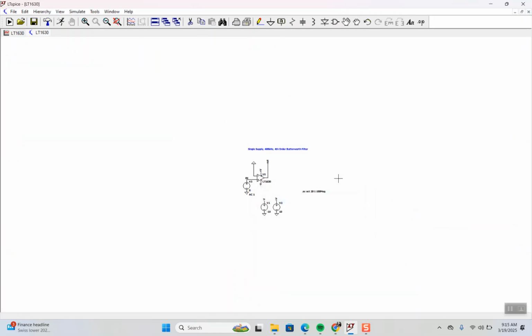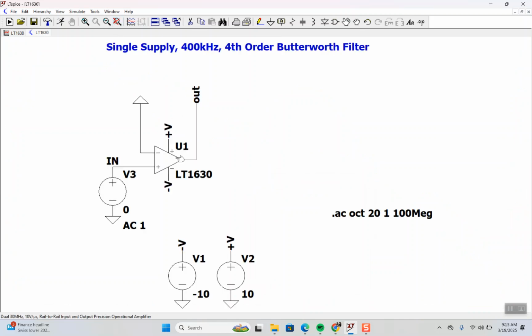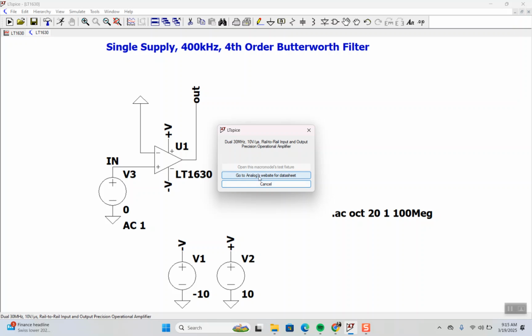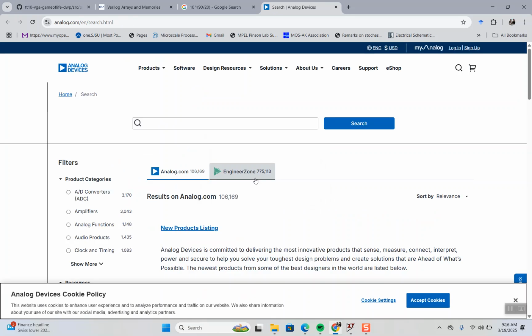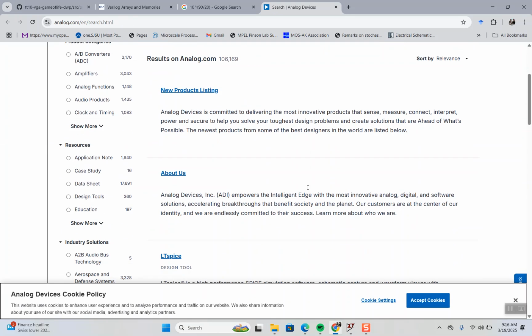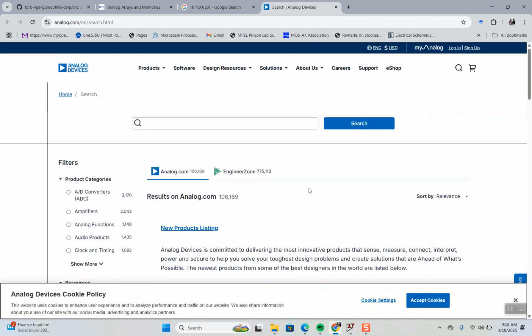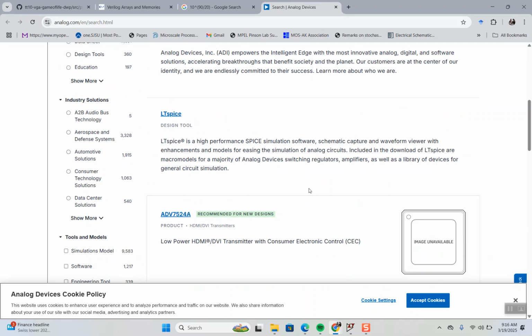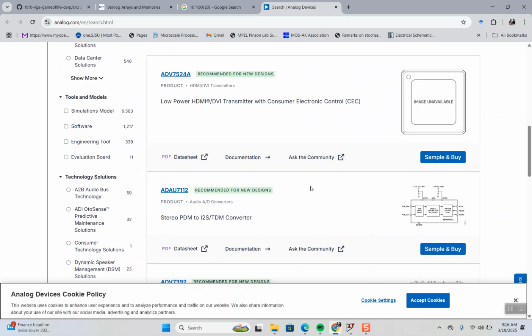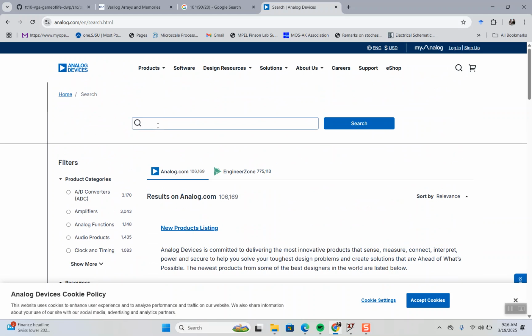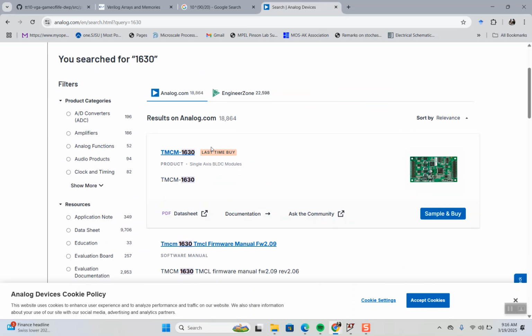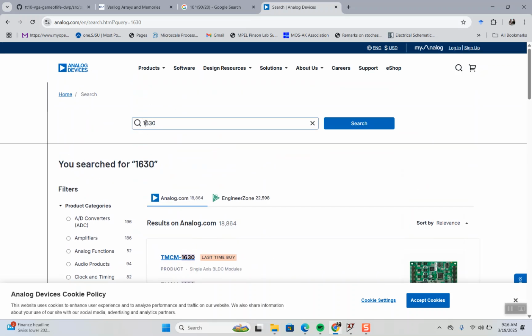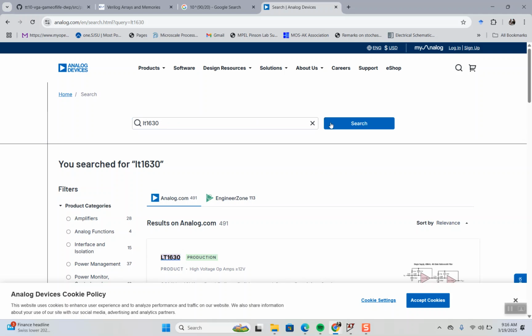So let's go look at the data sheet. So right click here, go to Analog's website for data sheet. Okay, let's go. Let's see, about us. Oh, come on. It used to come right up to the part. Like it would load the part. But Analog Devices bought a lot of folks. Oh, here we go. Okay.